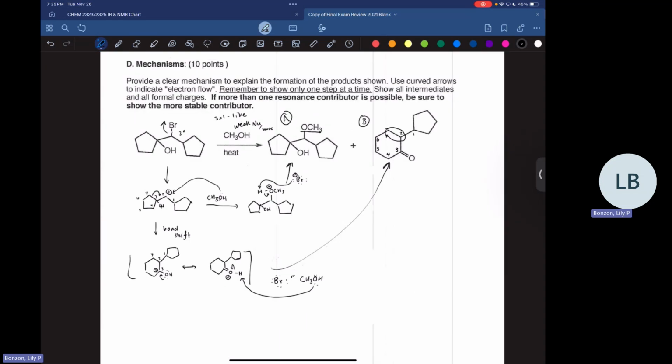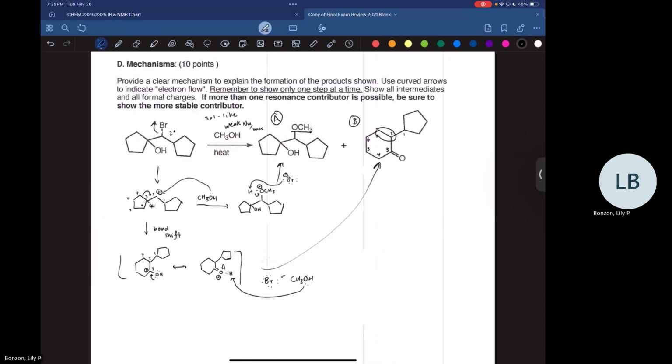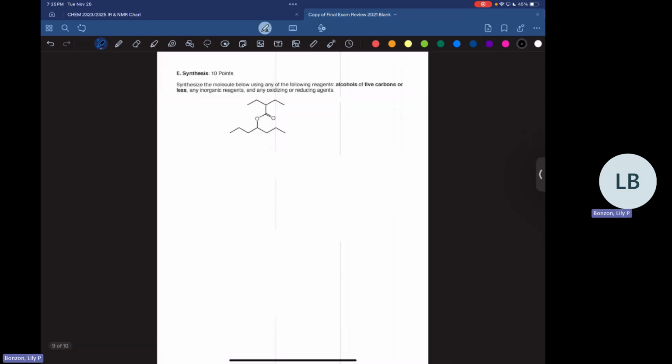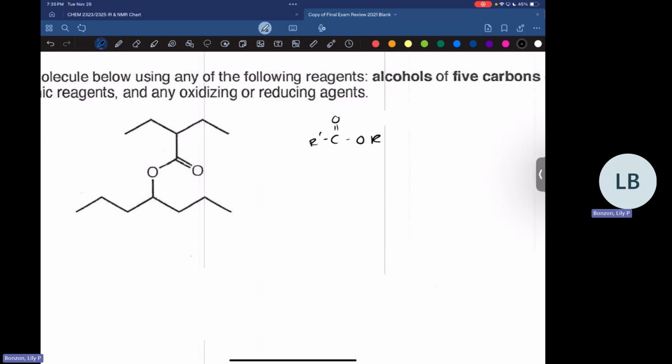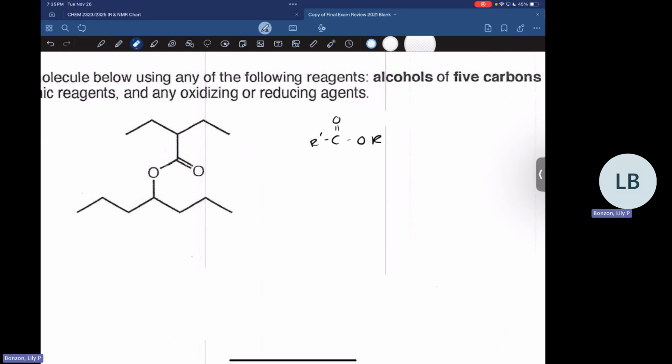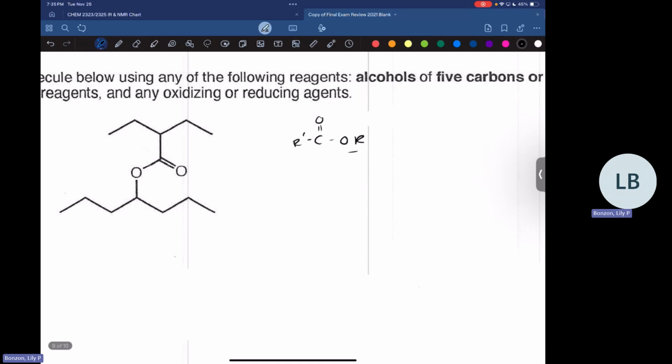I'm going to go ahead and move on to synthesis. So for synthesis, we have an ester. Again, our ester is going to be whenever we have the C double bond O to an OR, so another carbon on the other side of the oxygen. So whenever we have this ester, what we're going to want to do is the ester formation reaction, but in reverse.